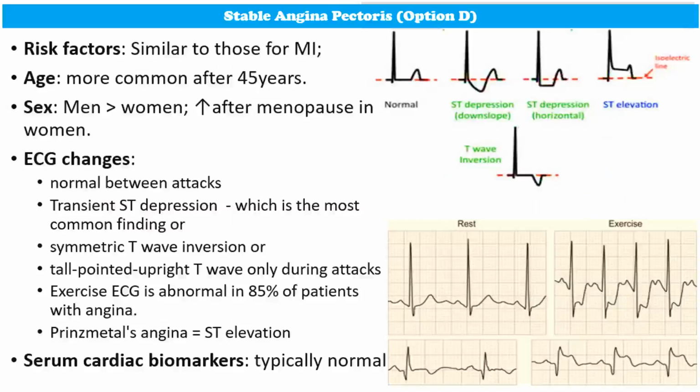In some cases, especially during an exercise stress test, these ECG changes can be provoked to confirm the diagnosis of stable angina pectoris. Exercise ECG testing may reveal exercise-induced myocardial ischemia. Exercise ECG is abnormal in 85% of patients with angina. However, at rest, the ECG of a patient with stable angina may often be normal. Remember that serum cardiac biomarkers are typically normal in stable angina as there is no myocardial infarction.